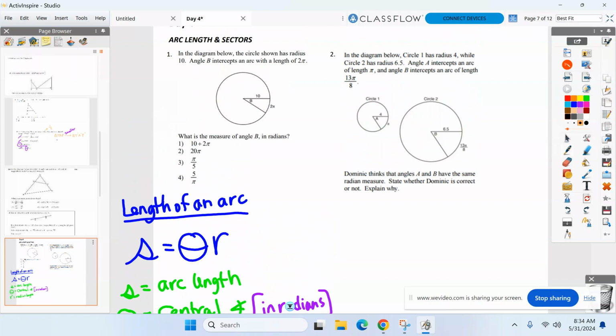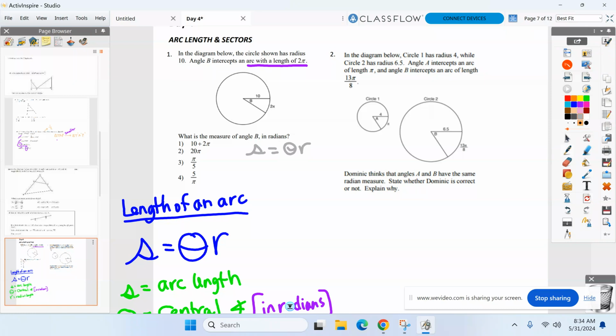Radius of 10 with an arc with a length of 2 pi. What's angle B? Okay, what's angle B? Why am I choosing to use this formula? What do they give me? Arc length. That's why I'm choosing to use this formula in particular. They are giving me the arc length. So that is why I'm going to use SOAR.